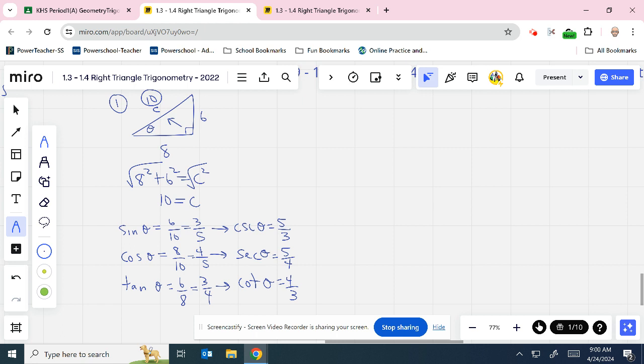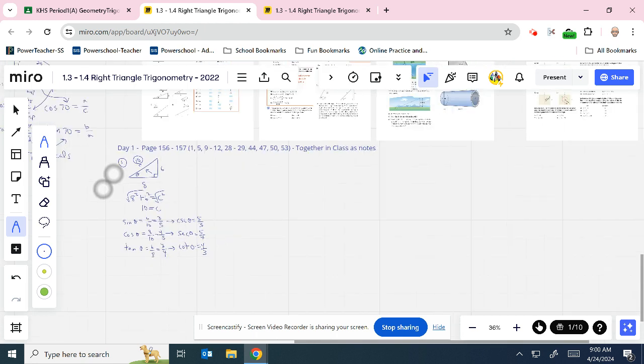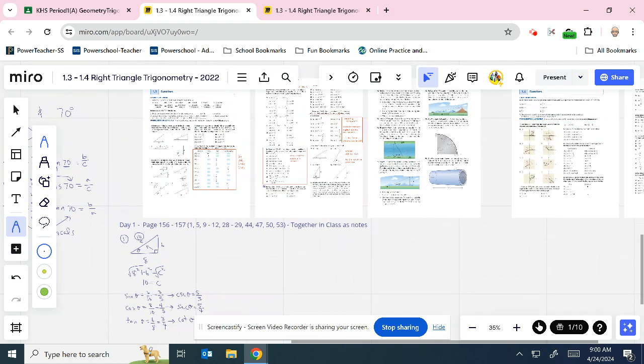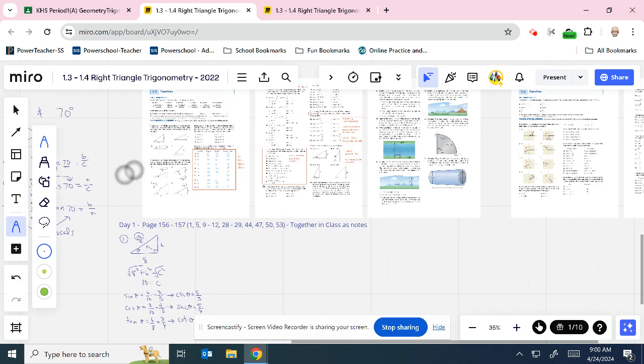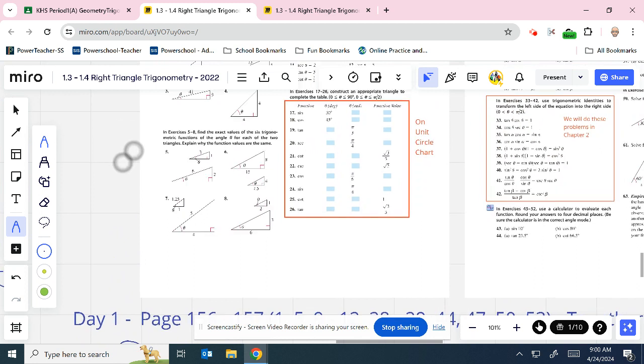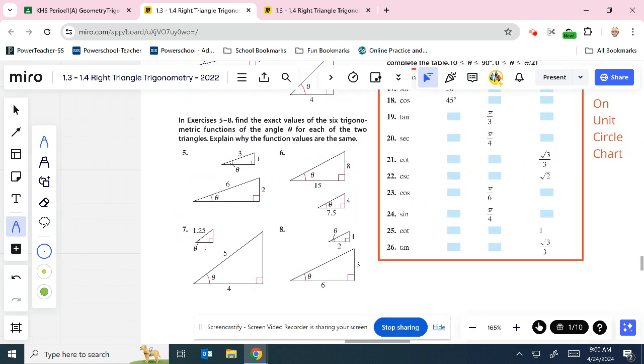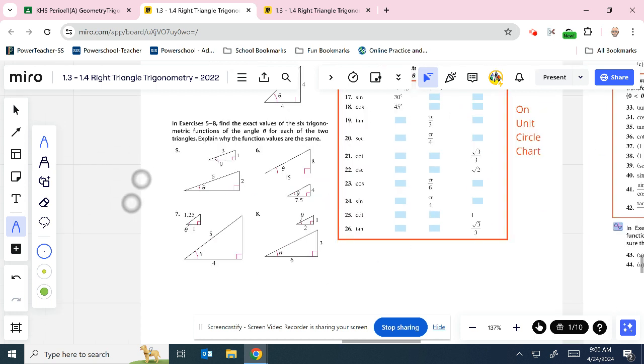Okay, let's get back to where we were. So that was number 1. Going to number 2. Not number 2, number 5. Number 5 has 2 triangles. If you're on the link, you can zoom in and see the 2 triangles. It says, find the exact values of the 6 trig functions for the angle of each of the 2. We're just going to do 1 trig function for each of the 2, because all we need is 1 to show you what's going to happen here, and explain why their function values are the same.